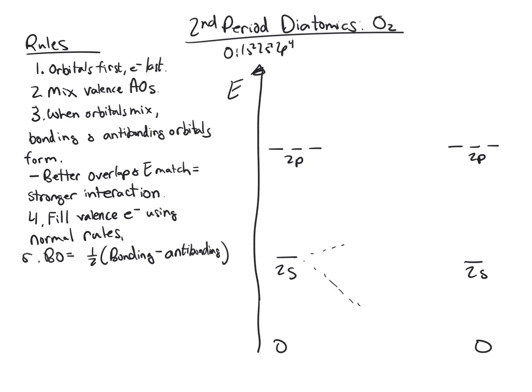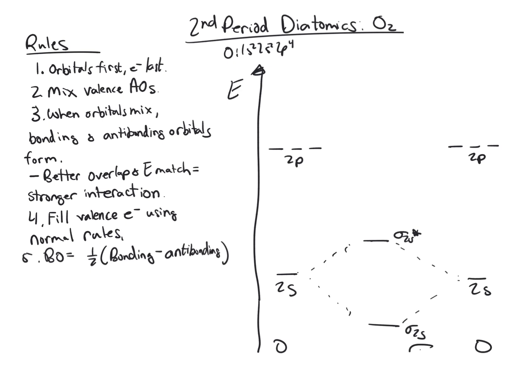in here first. So this is going to be a sigma 2s and a sigma 2s star. Bonding, lower in energy, anti-bonding, higher in energy. It looks the exact same as the 1s, basically. The bonding orbital is going to pile up the electrons between the 2 atoms and look something like this. The anti-bonding orbital is going to pull electrons away from the 2 atoms and look something like that.